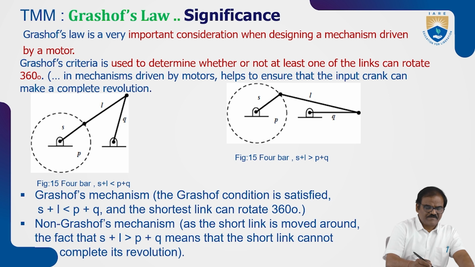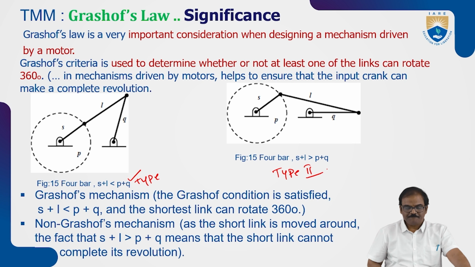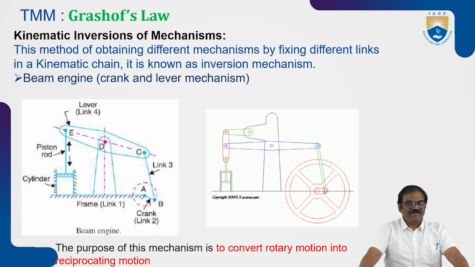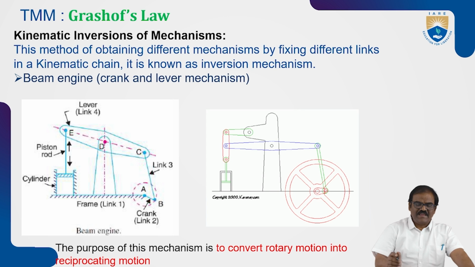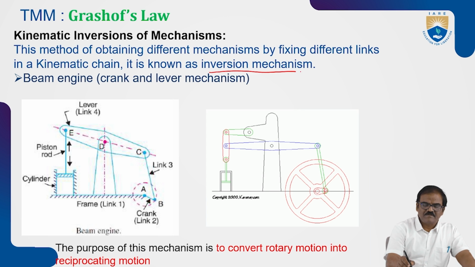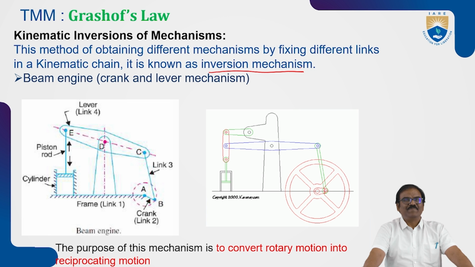So here, after the further discussion, S plus L is less than P plus Q. This is type 1, and this is S plus L greater than P plus Q. This is type 2. Now we can see what is inversion of the mechanism. So far we have seen fixing different links; this method of obtaining different mechanisms by fixing different links in a kinematic chain is inversion of the mechanism, or inversion of the original mechanism.